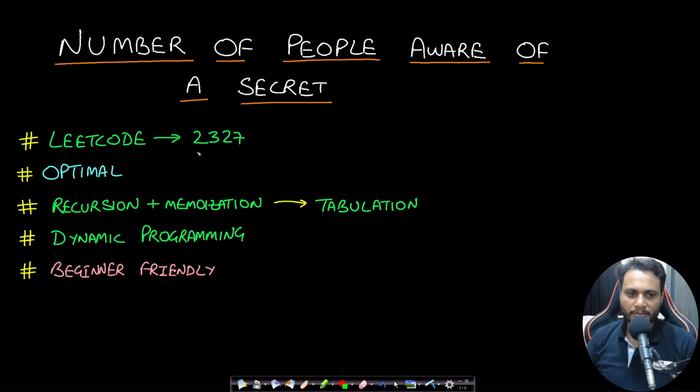In this video we will look at the Number of People Aware of a Secret problem, which is from Leetcode number 2327. We will start with the recursion approach and try to optimize it by using memoization, and then we will also be looking at the tabulation approach. So this is a dynamic programming solution and it will be beginner friendly. So if you want to learn dynamic programming, then you can do this problem.